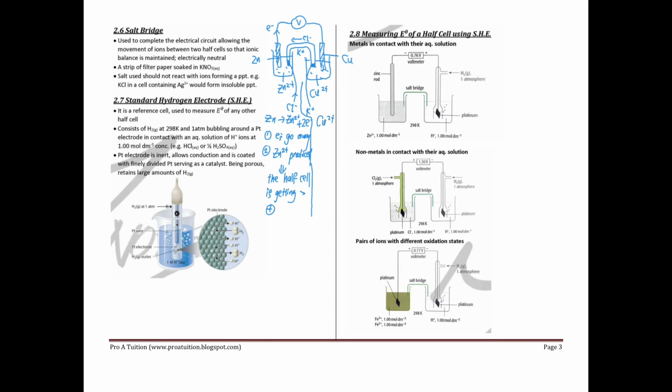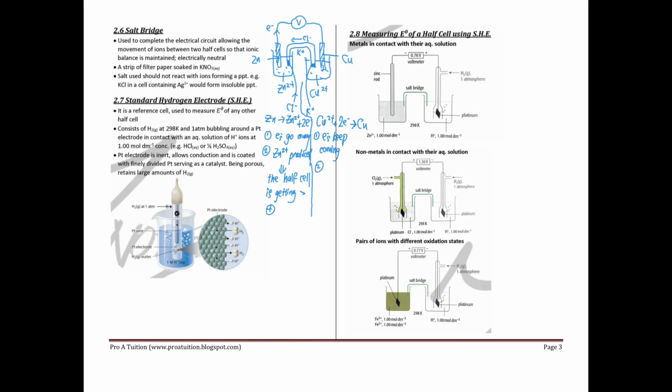Cu2 plus plus 2 electrons becomes Cu. So this is the equation. And after that, let's see what happened. The first thing is electrons keep coming here, keep going to the copper half cell.